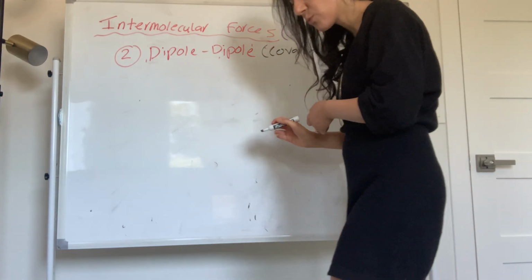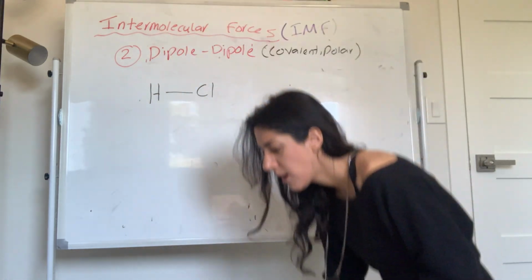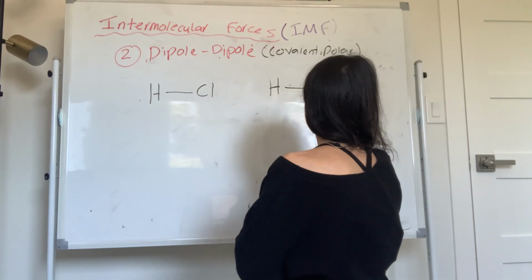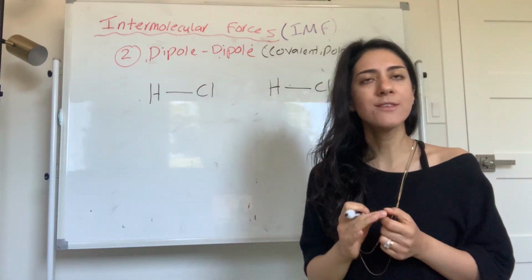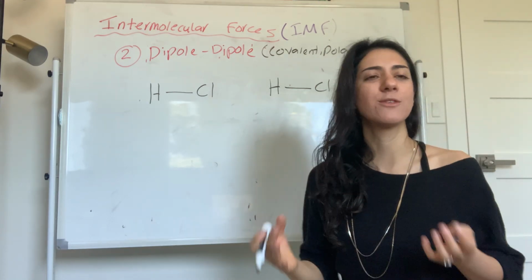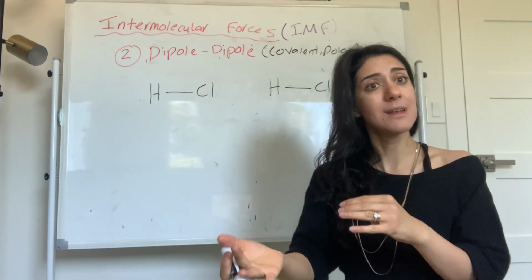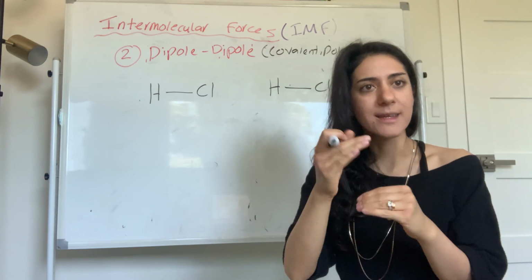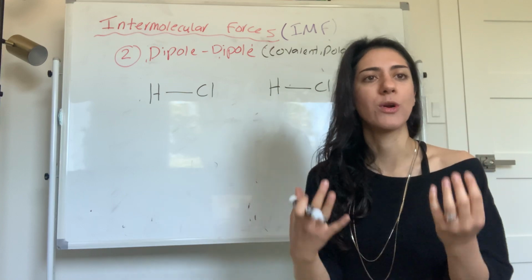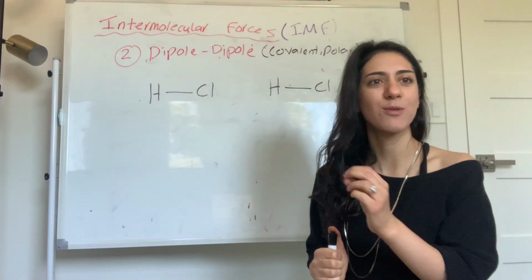I will explain to you what that means. I want to put HCl here. Hydrochloric acid. If you go to lab and you have a bottle of hydrochloric acid, it's not just a few HCl molecules in there. There are millions and millions of HCl molecules in that bottle. Now, how are they held together? They're held together through dipole-dipole interaction.